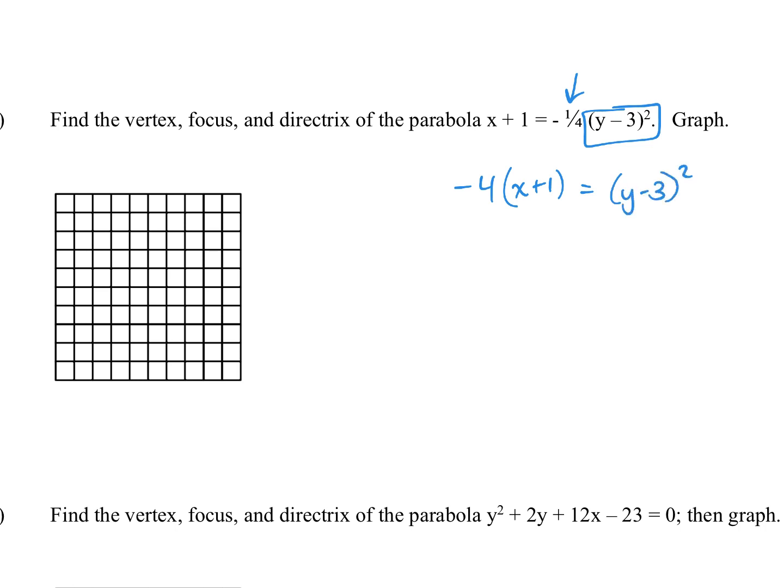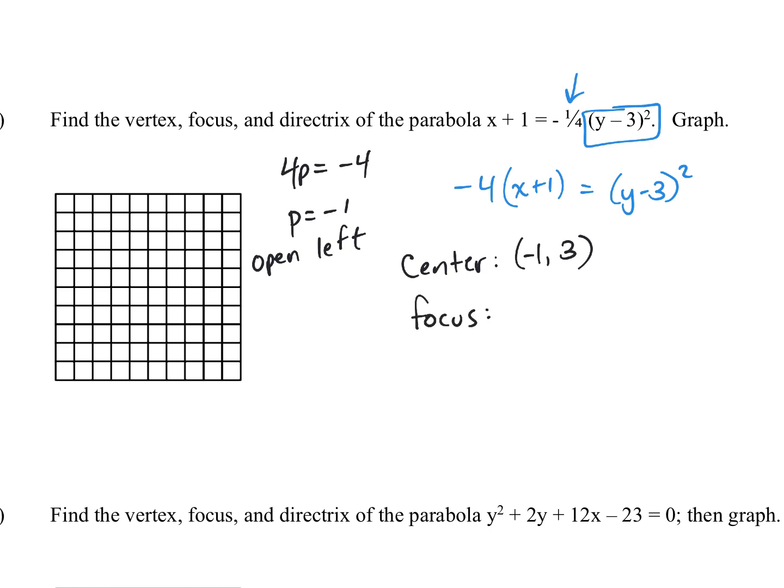And now I have a lot of information. I know that the center of this graph will be at -1, 3. I know that 4p is the same as -4, so p is going to be -1. Because y is my squared term, that means I will open left. And that's about all the information I need to pull. I should find my focus and directrix. Now that's going to be a lot easier now that I know which direction everything is happening.